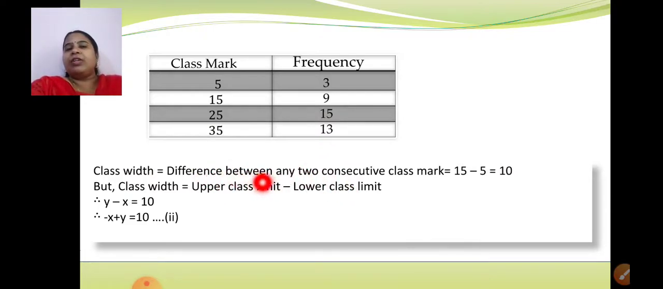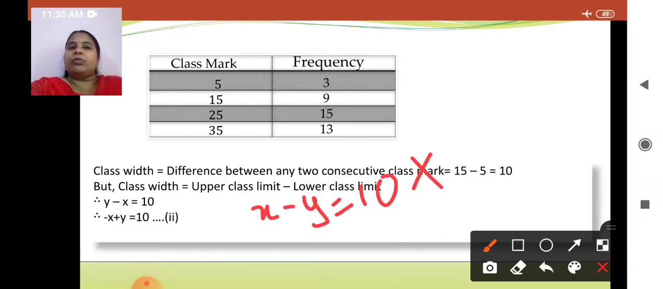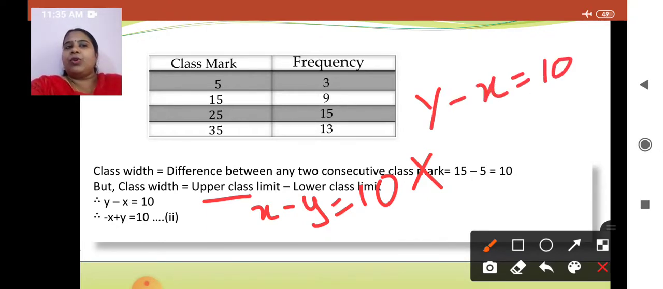Now in this particular sum, I have taken upper class limit as y, lower class limit as x. Okay, don't do the mistake of writing it blindly as x minus y is equal to 10. You are going to get it wrong, because as per your assumption, what is the upper class limit? Upper class limit is y. What is the lower class limit? X. So it will be y minus x is equal to 10.